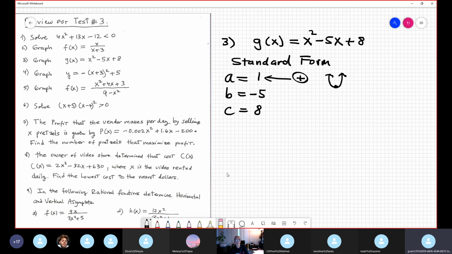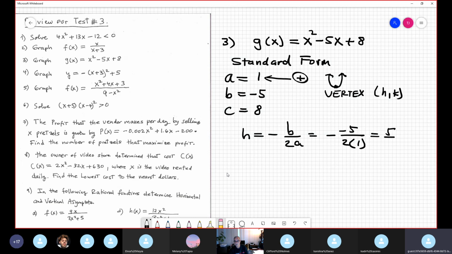Now, a super important point is the vertex. Remember the vertex, normally we call it H, K. H is the X component of the vertex, K is the Y component of the vertex. And the magic formula that can help me find H is minus B over 2A. This is a super important formula in this test. It says minus B, which is negative 5, divided by 2 times 1. Double negative becomes positive, 5 over 2, which is equivalent to 2.5. This is the H value. The H is 2.5.